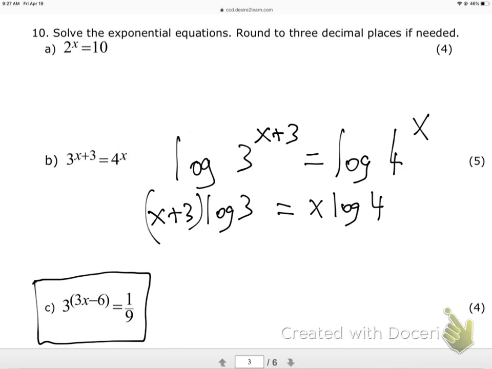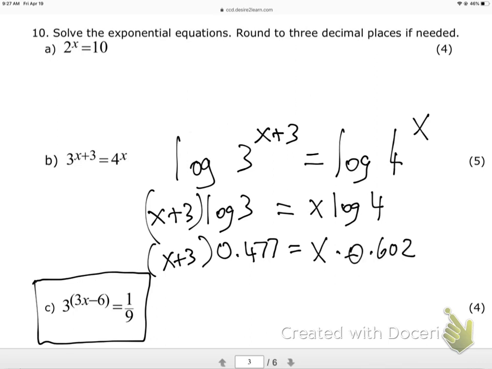Now there are different ways of solving this. You could do the distributive law. You could just go and say, what's log 3? Log 3 is 0.477. That's x plus 3. Log 4 is 0.602. Okay, so you could do this. You could then do the distributive law with a decimal.